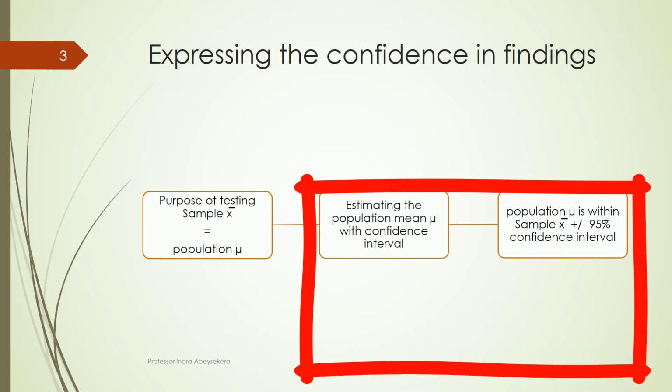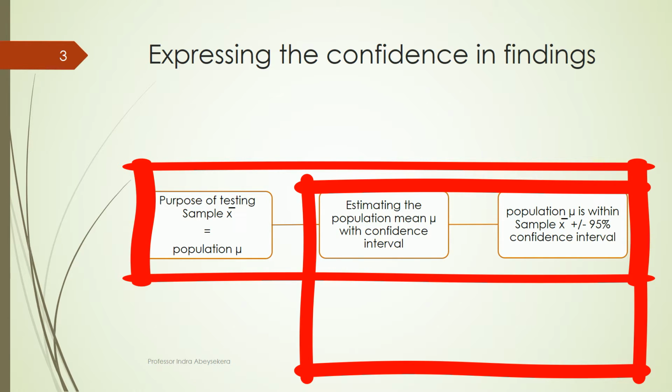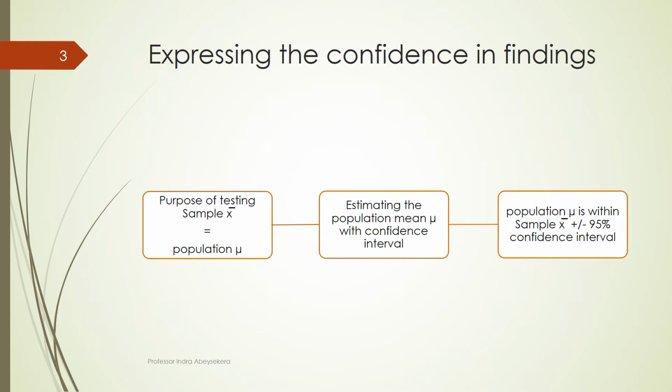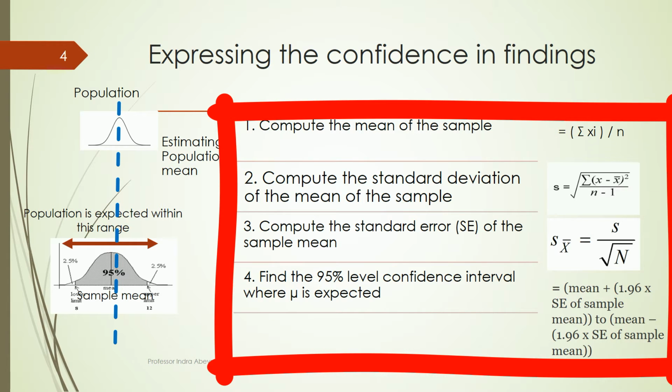Let's look at the first purpose. The purpose of testing a sample mean is to equate the population mean, but our first purpose is to estimate the population mean with a confidence interval. The confidence interval is generally 95%. We can estimate for 90% and 99%, but the norm is 95% in business research. So we conduct 4 steps.